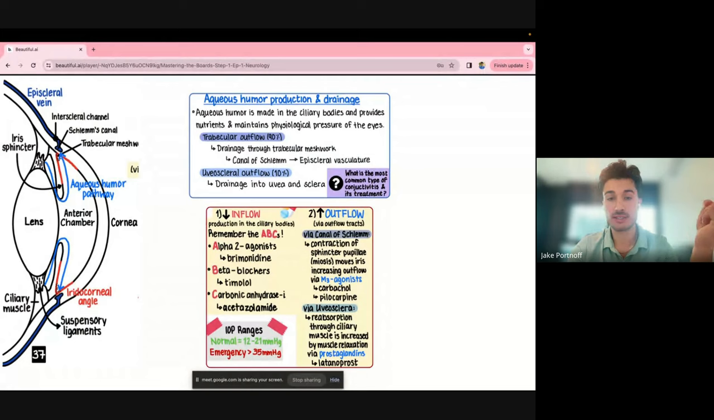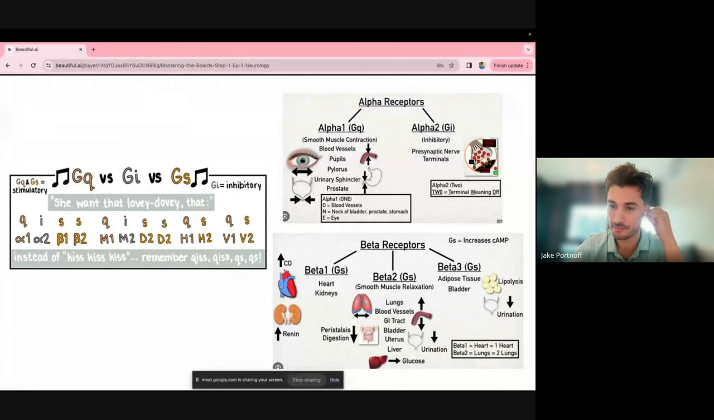We can decrease inflow through our ABCs. We can increase outflow through our canal of Schlemm via M3 agonists or via the uveoscleral tract via prostaglandins like latanoprost. Everyone good with that? Let's finally do a receptor integration, highly tested on the USMLE.